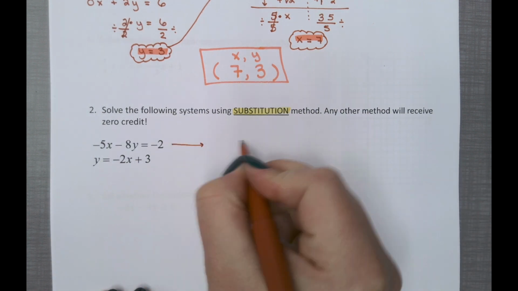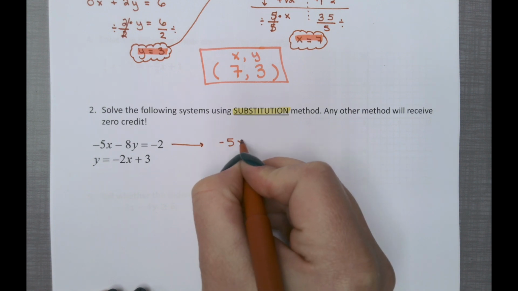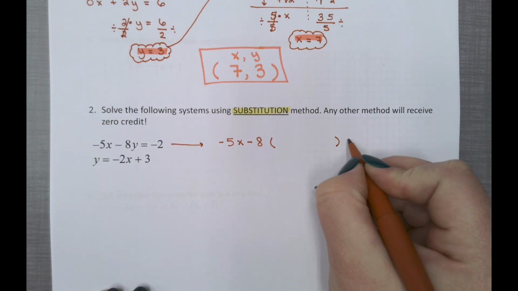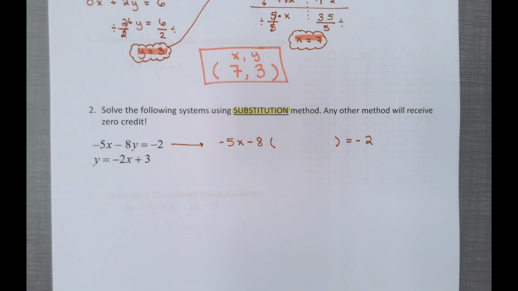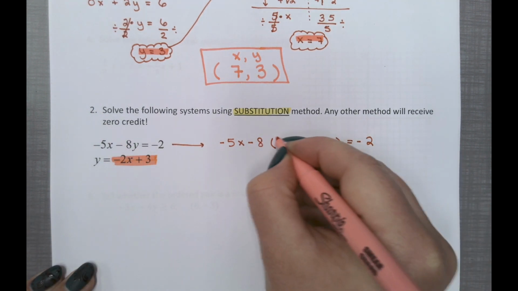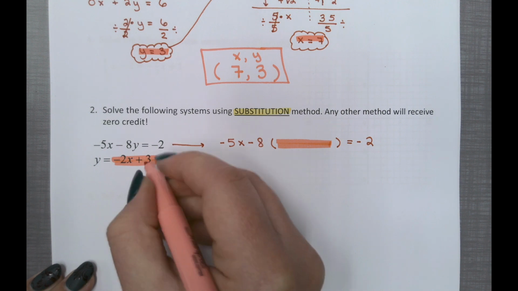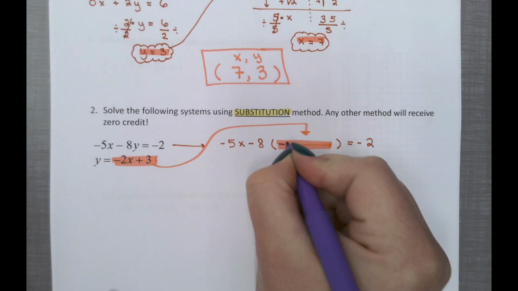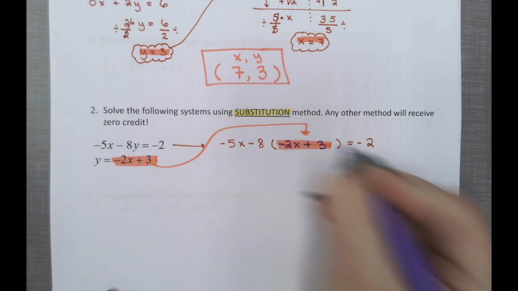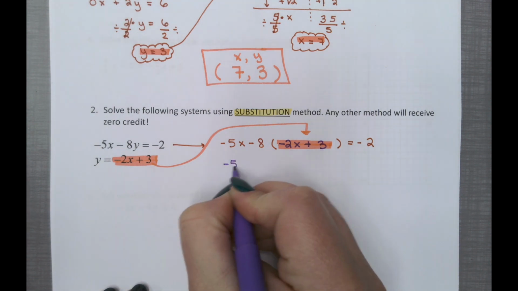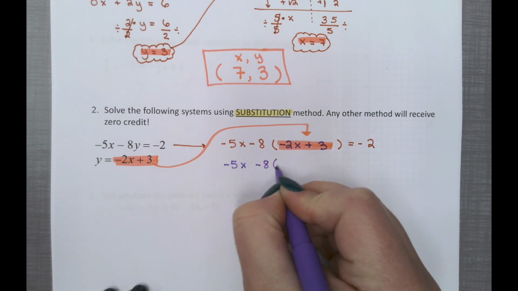Now this one we're going to rewrite the equation that is not y equals, and we are going to open up a big parentheses where we have the y. Now instead of writing y, we're going to write what y is equal to. So we're going to pick up all of this and we're going to write that inside of parentheses. So I have a 2 negative x plus 3. Now what makes this a level 2 question is that we are going to need to distribute this negative 8.